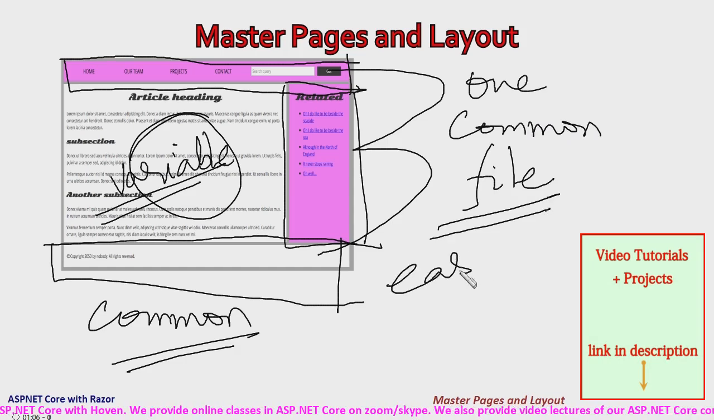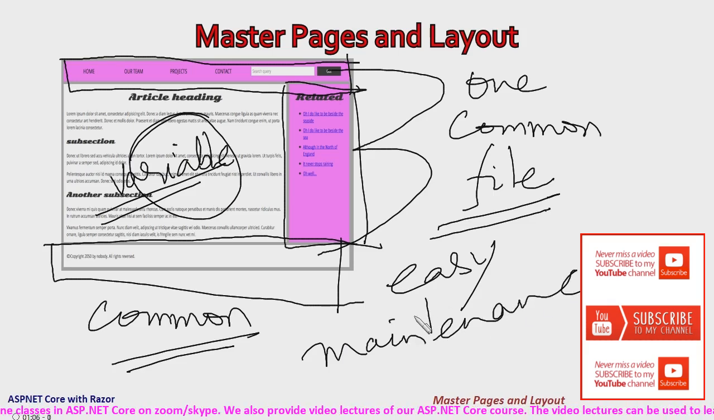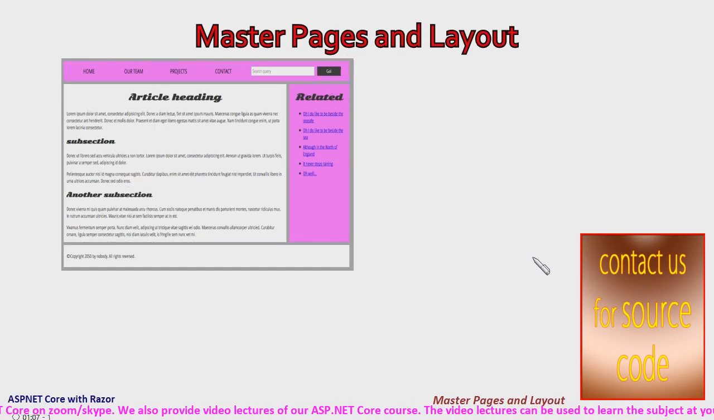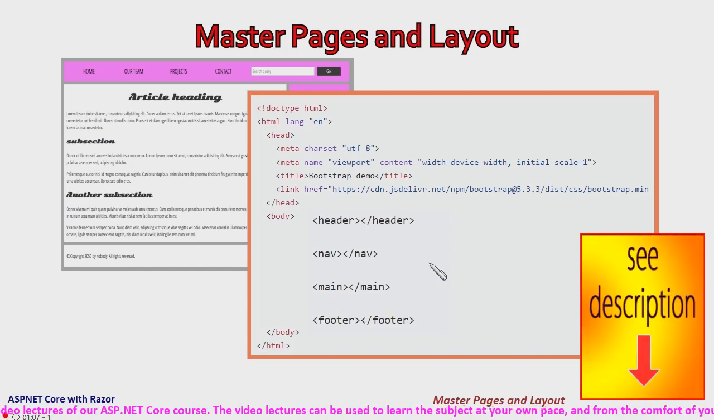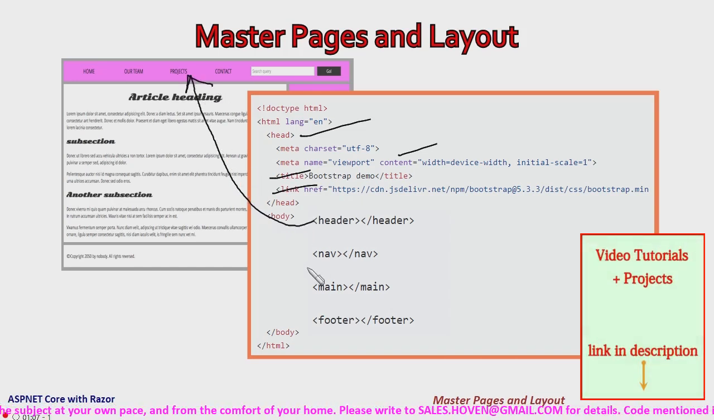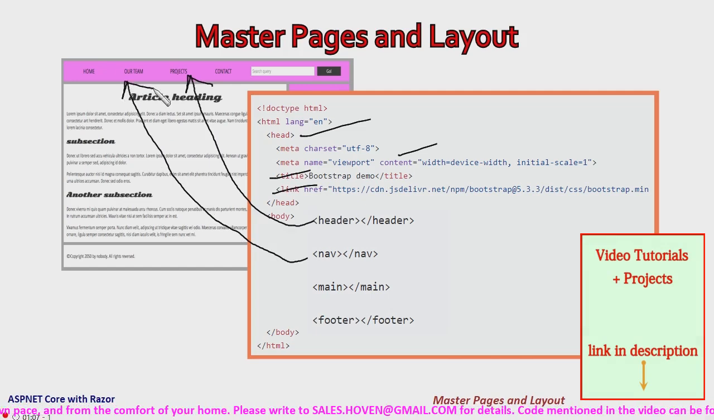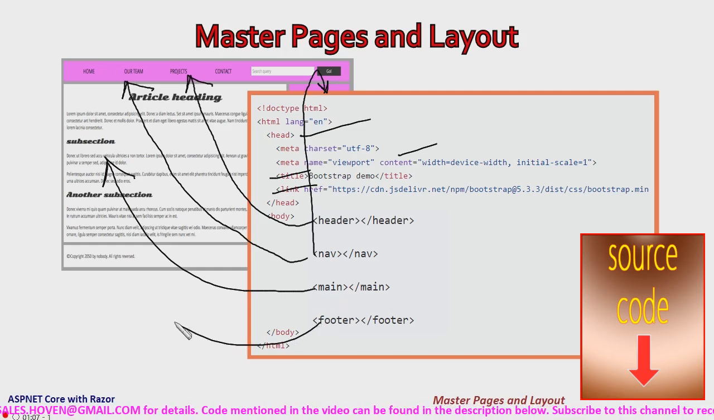And this is one common file that we can create, so it will make the maintenance very easy for us. So this is the whole point of master pages. As you can see, this is the head part, and this is some title, this is some link to CSS, this is the header, this is the menu, this is also some menu on the right side, and this is the variable part, the constant footer part.